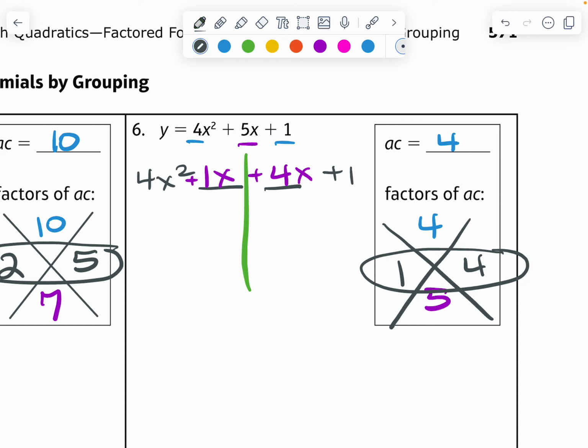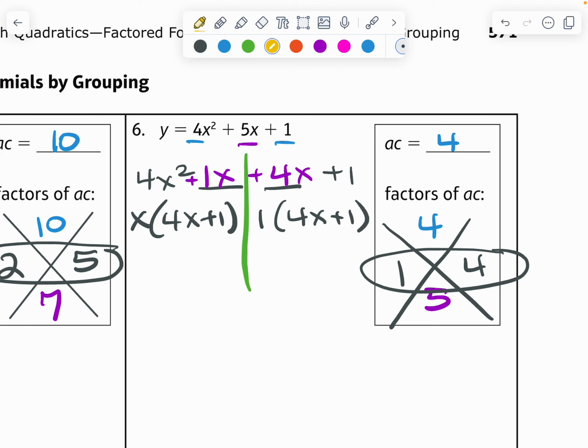Then on each side, what do they have in common? Let's see. This side, they both have an x. So I'm left with a 4x plus 1. On this side, oh my gosh, they have nothing. What do I do? Well, you know what? They do have a 1. I know that's pretty weak, right? But we're going to factor out a positive 1. We'd be left with 4x plus 1.